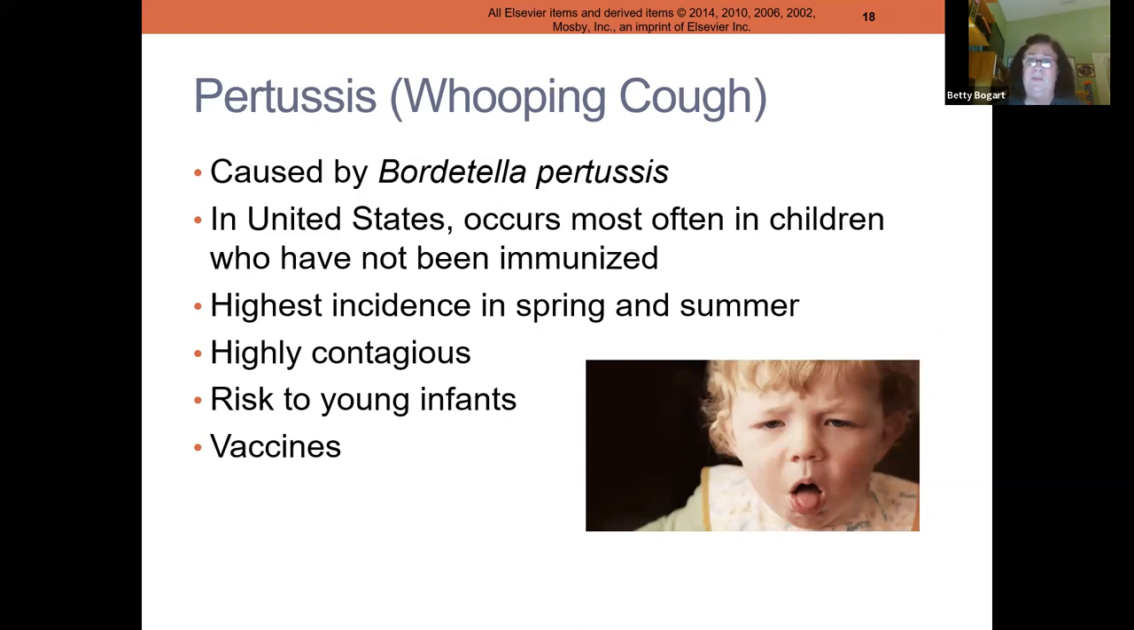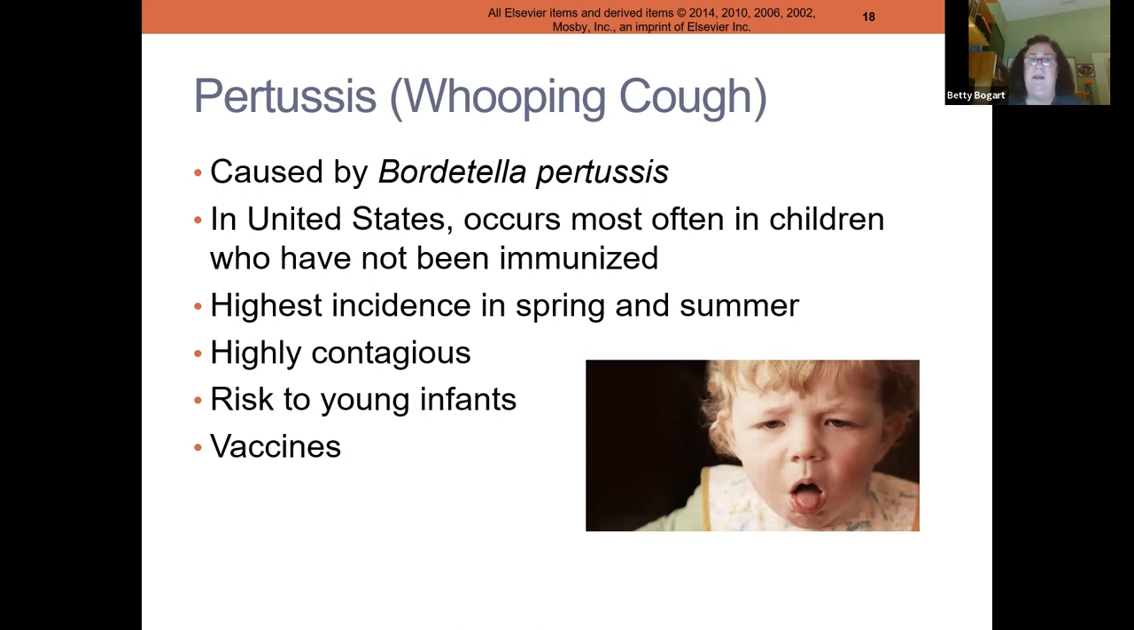And just because you're immunized doesn't always mean you're not gonna get it. Just like the flu, you got the flu shot. Does it mean you're not gonna get the flu? No. It might be a milder case though, which is what we immunize for. So pertussis, extremely, extremely contagious.